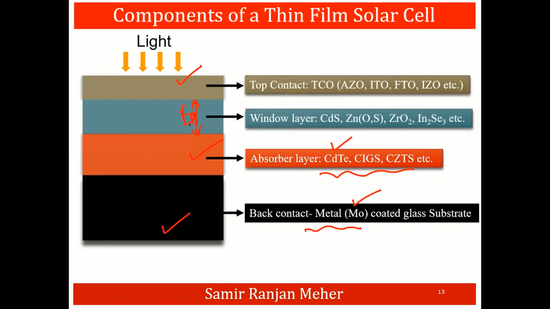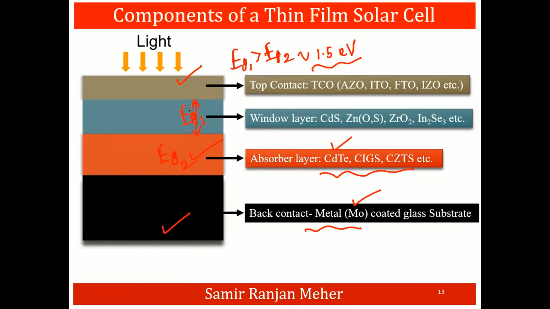Sorry, this band gap has to be larger compared to this band gap. So EG1 has to be larger compared to EG2. EG2 is the band gap of the absorber layer, and EG1 is the band gap of the window layer. The light has to pass through the top contact and window layer, and finally it should reach the absorber layer, and only then can it generate the electron hole pairs in this particular layer. Typically the band gap EG2 is roughly around 1.5 electron volt, where it can absorb almost all the radiation coming from the sun.